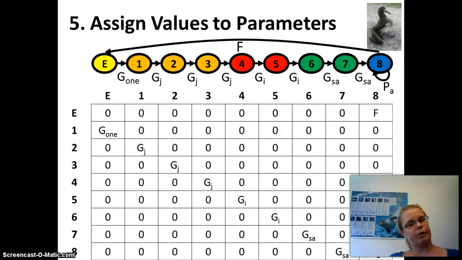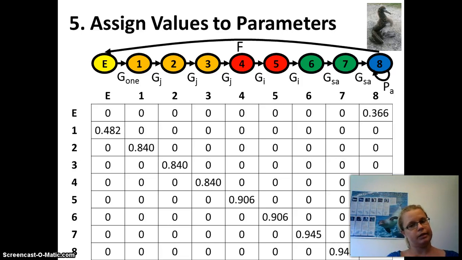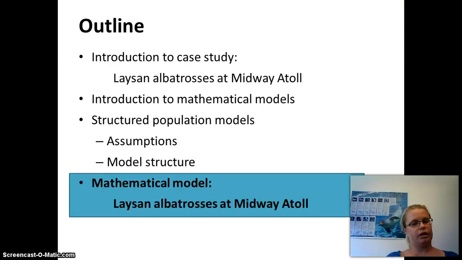Okay, so here we have the transition matrix of all the symbols, and now we'll put in those numbers. Ta-da! And now you could put this matrix into Excel and start doing the analysis we'll be talking about in just a second. Okay, so let's go back to the actual Laysan albatrosses and start working through the model.